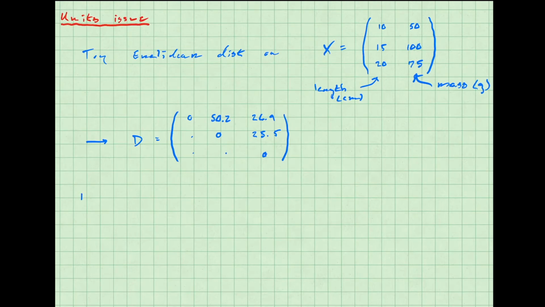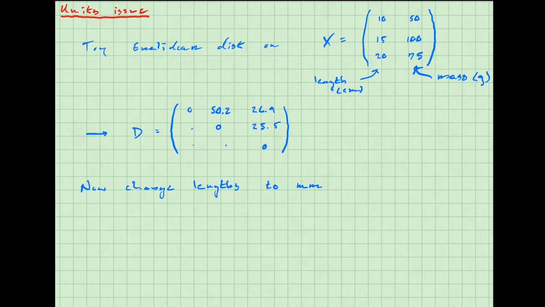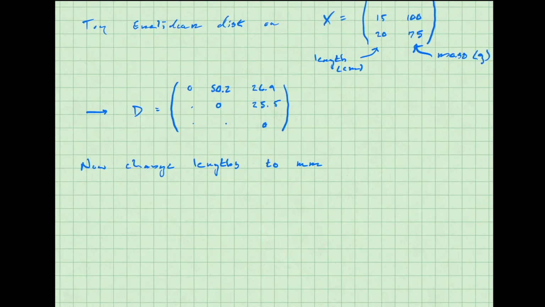Okay, now change the units. All right, so we'll change lengths to millimeters. And we'll see if that makes a difference, right? There's 10 millimeters in a centimeter, and it makes a surprising difference. So I'll just show you the result. You can do the calculation yourself, but here's what you get for the distance matrix. 0 and then 70.7. It's probably not a surprise to you that it changes this matrix, but hang on for a second.